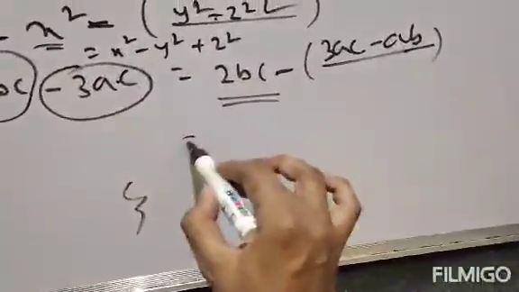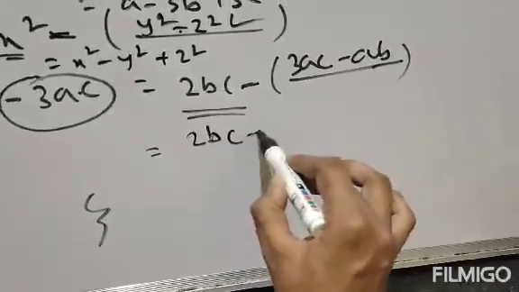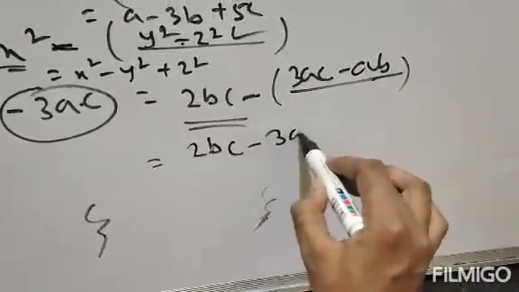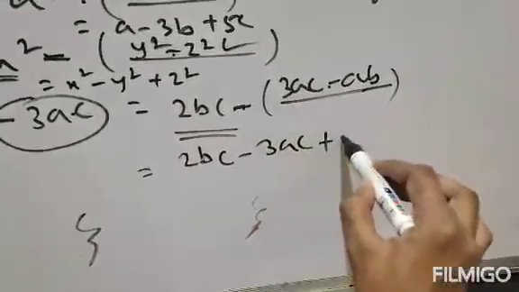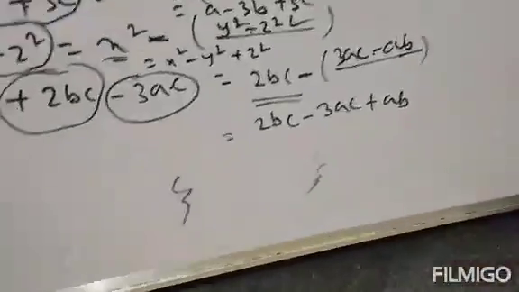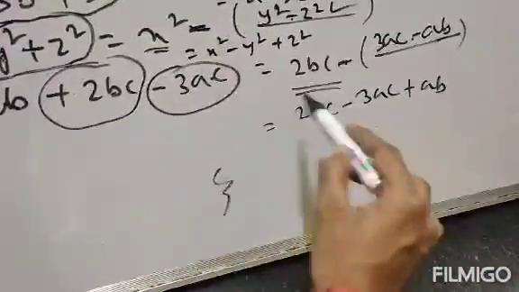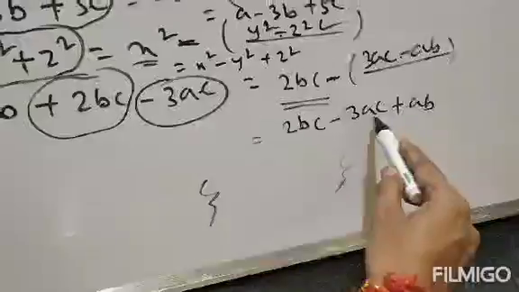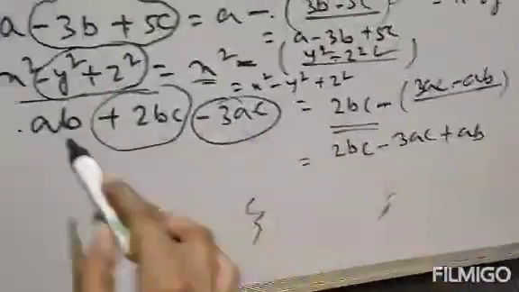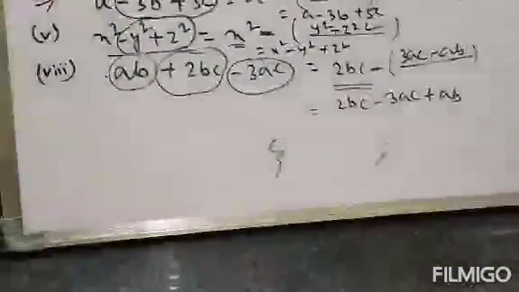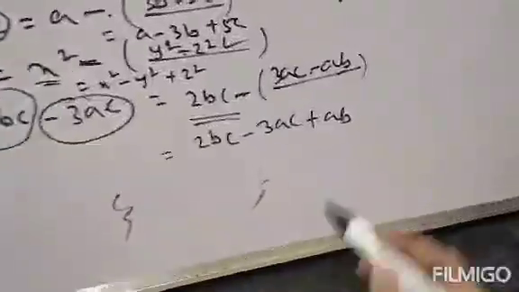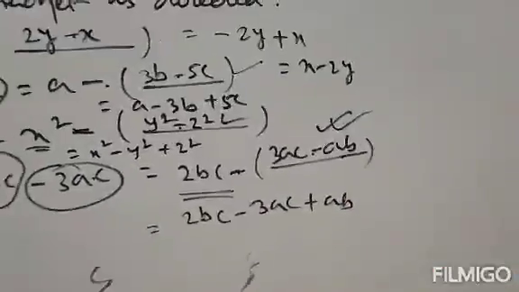Now check. 2bc minus, when you open this bracket, minus 3ac, minus and minus gets plus. So 2bc minus 3ac plus ab. 2bc is positive here also. Minus 3ac, here is minus 3ac. Plus ab, here is plus ab. That means both sides are matched. So the correct answer will be 3ac minus ab. That is the correct answer.